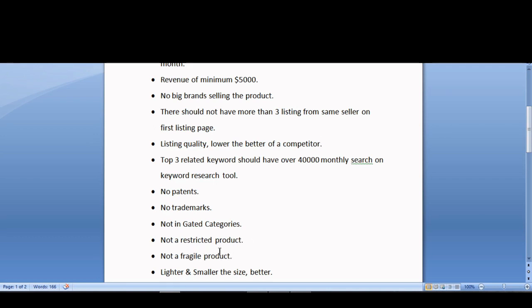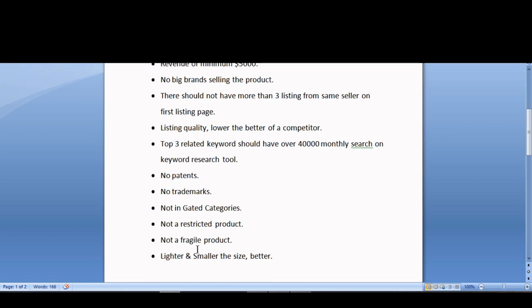The reason is that if you sell a fragile product, the chances of it getting damaged will be higher when you ship that product from China to your desired marketplace like the USA. It can get more damaged while transporting it from China, so it will be a loss for you and your business. So you should not consider selling a fragile product. The lighter and smaller the product, the better.